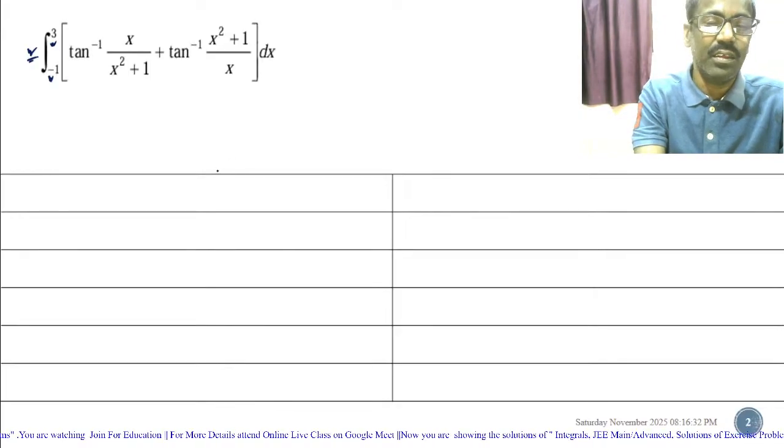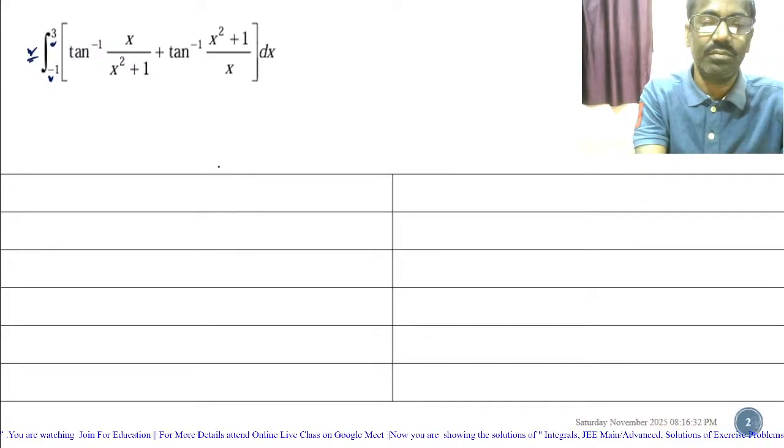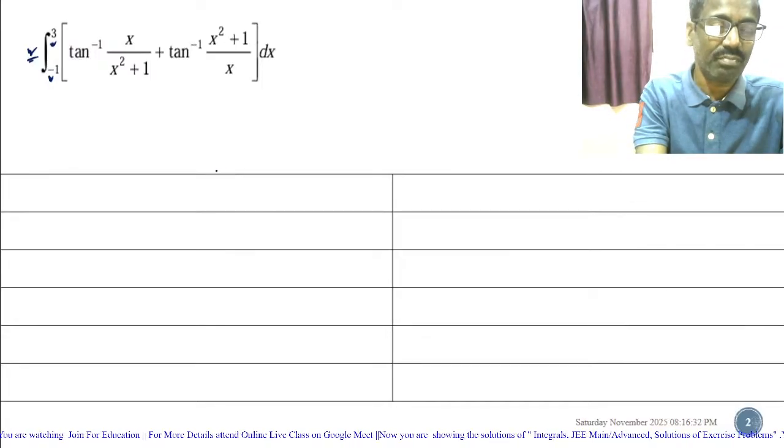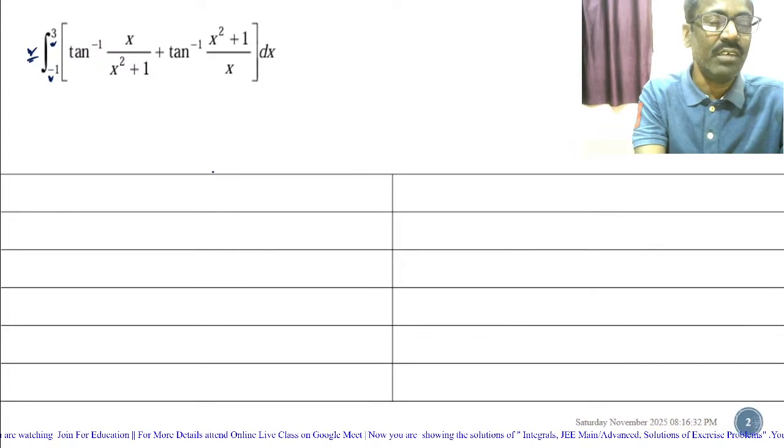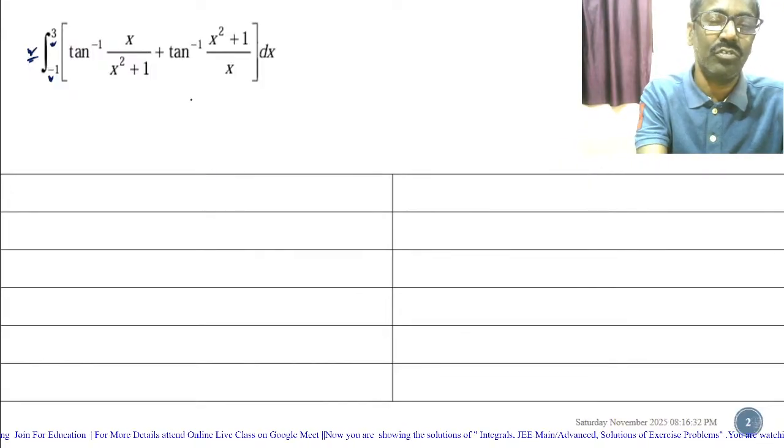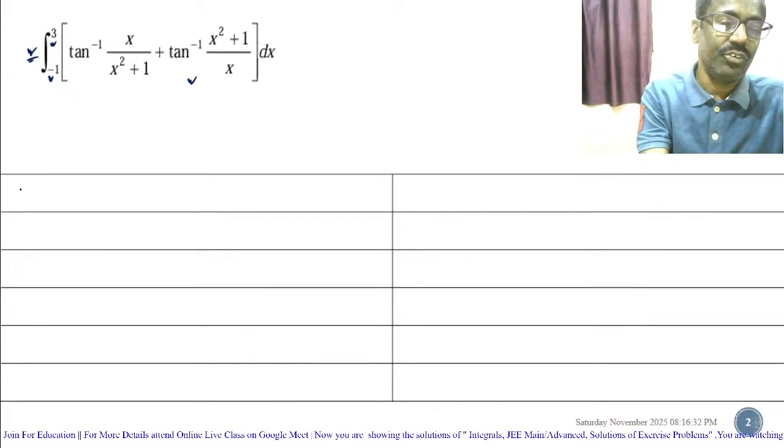So this is a very easy question. This is a tricky question based upon logic. If we have an idea about tan inverse x and tan inverse 1 by x, then we have no problem solving this question. So let's see the solution of this question.